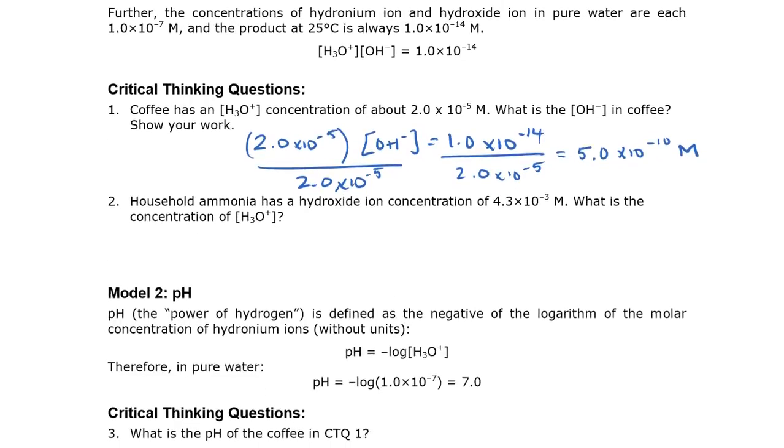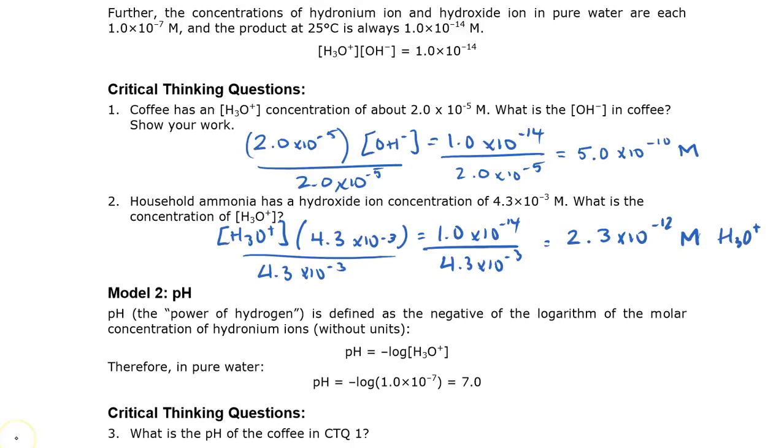Alright, question 2, you're going to try it again. Household ammonia has a hydroxide ion concentration of 4.3 times 10 to the minus 3 molar. What is the concentration of hydronium ion? Pause the video and work this question now. Alright, so did you get 2.3 times 10 to the minus 12th molar hydronium? If you didn't, you should go back and check that now. And then let's go on with Model 2.